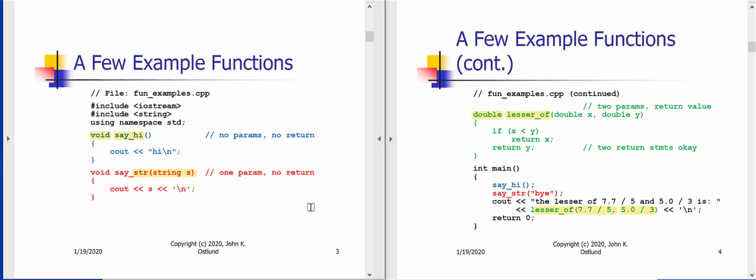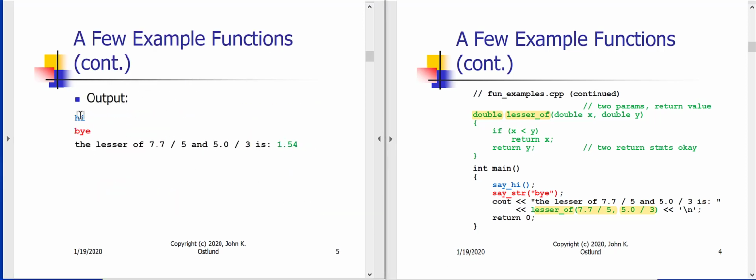Here's the output of the program. Okay, so the first statement, sayHi, just displays hi on a new line. The second statement, sayStr of "bye", displays bye on a new line. And the third statement ends up displaying that the lesser of 7.7 fifths and 5.0 thirds is 1.54, which is, by the way, 7.7 fifths. So that's a little bit less than 5 thirds, which would be 1.666, etc.